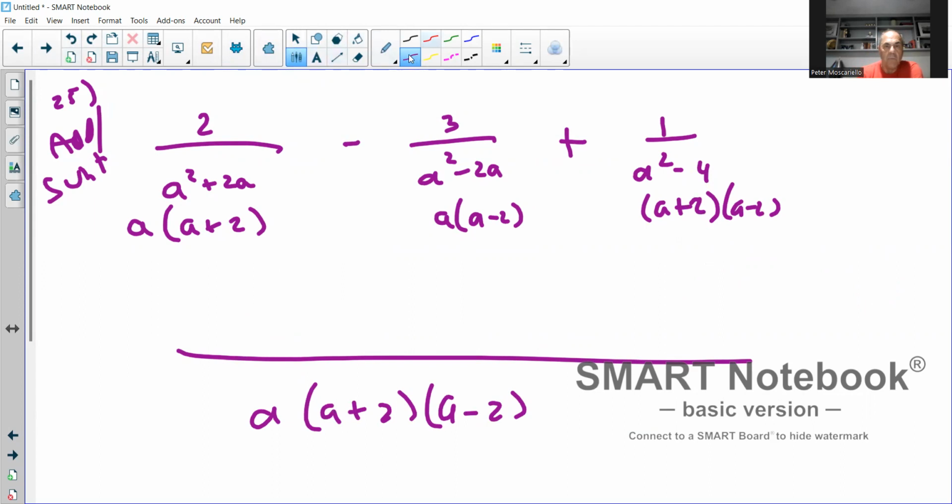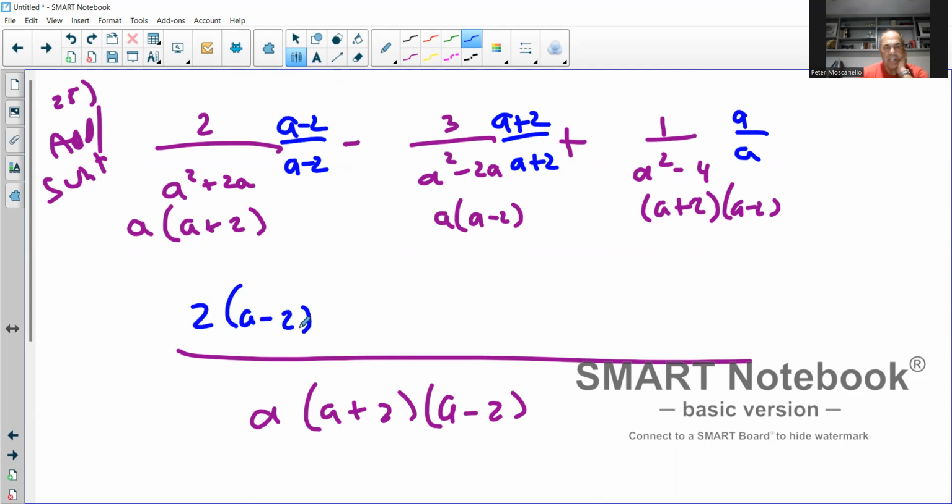So now you multiply by what's missing. Look at it. It's missing an A minus 2. Look at it. It's missing an A plus 2. And look at that. It's missing an A. So now you get 2 parentheses A minus 2. How about the denominator? Well, it's A plus 2, A minus 2. You got it, it's there.